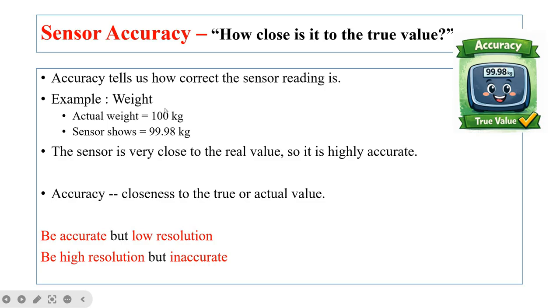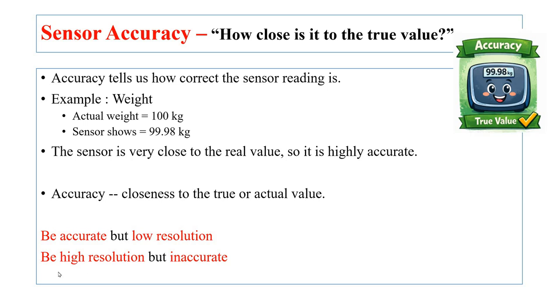One example is about weight. The actual weight is 100 kg, but the sensor shows 99.98 kgs. So here the sensor is very close to the real value, therefore it is highly accurate. So accuracy means closeness to the true or actual value.